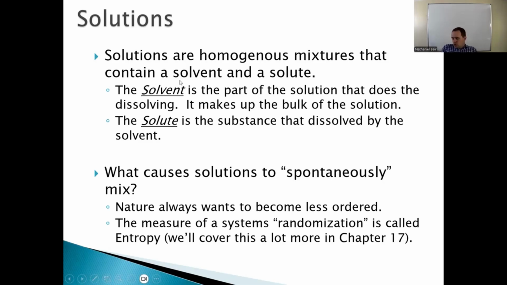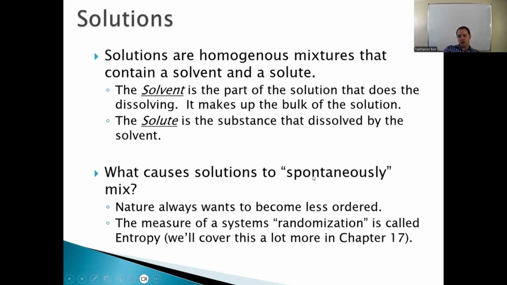Usually, there's more solvent doing the dissolving than there is solute, but every once in a while you get a super concentrated solution where there's more stuff dissolved in it than things doing the dissolving, which is pretty crazy. So anyway, hopefully you got these three terms down: solution, solvent, solute. How does a solution form? When you put a solute in a solvent, how does the solution get created?